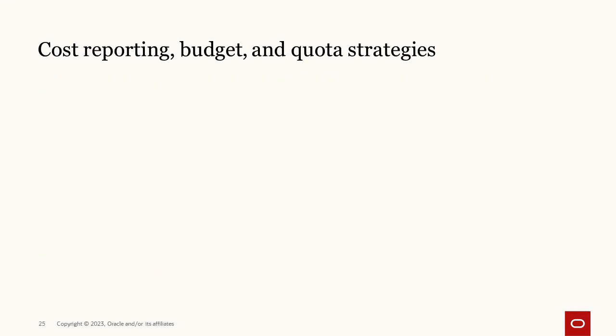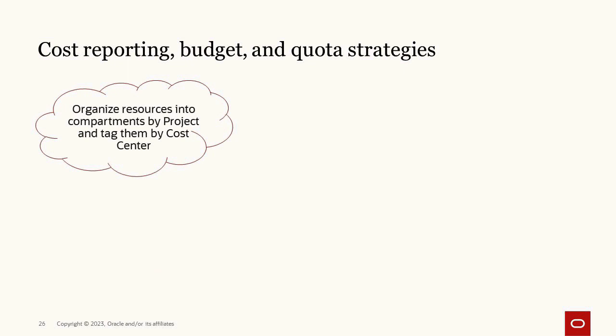So here we have a couple of steps to summarize the different things that we've talked about. The first is organize resources into compartments by project and tag them by cost center. And you can have some commutative property or transitive property with these. Let's say you have different teams that you also want. You could have a compartment for project tagged by cost center, and then maybe additional subcompartments, or a final thing being tags for team.